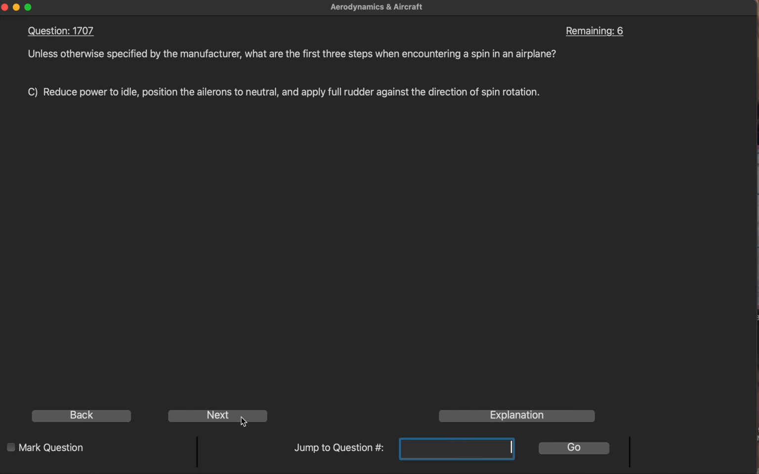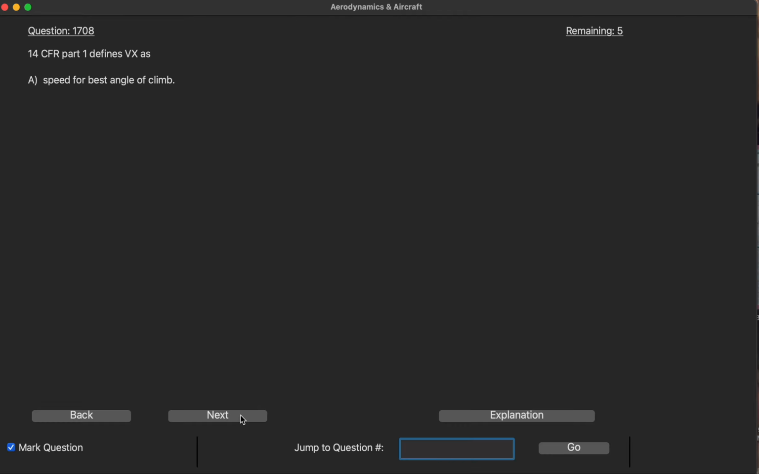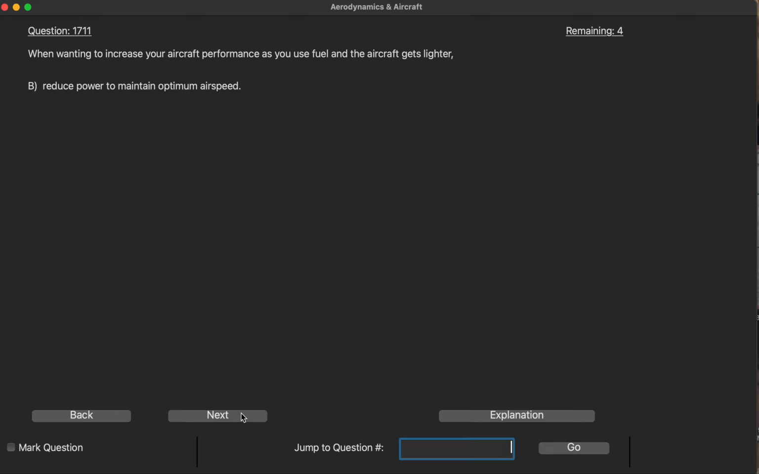Unless otherwise specified by the manufacturer, what are the first 3 steps when encountering a spin in an airplane? Reduce power to idle, position the ailerons to neutral, apply full rudder against the direction of the spin rotation. 14 CFR Part 1 defines Vx as speed for best angle of climb.